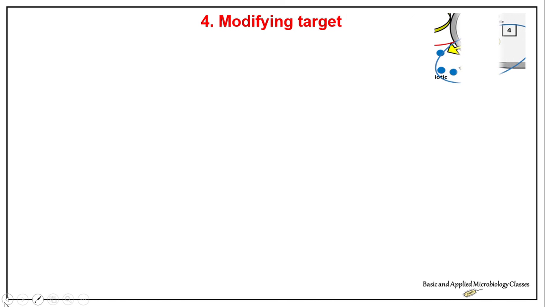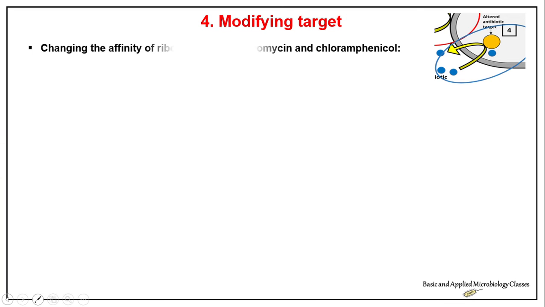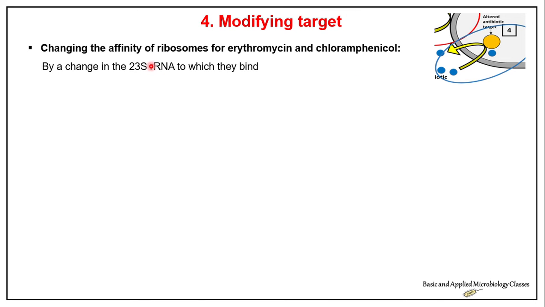Here I am going to include some examples. You see, changing the affinity of ribosomes for erythromycin and chloramphenicol. Many of you, I think, know that erythromycin and chloramphenicol are protein synthesis inhibitors. They inhibit the process of protein synthesis after binding to the 50s subunit of the 70s ribosome of bacteria. In 50s there is the 23s rRNA sequence. They are actually specific to 23s rRNA, which is a part of the 50s subunit of the bacterial ribosome.